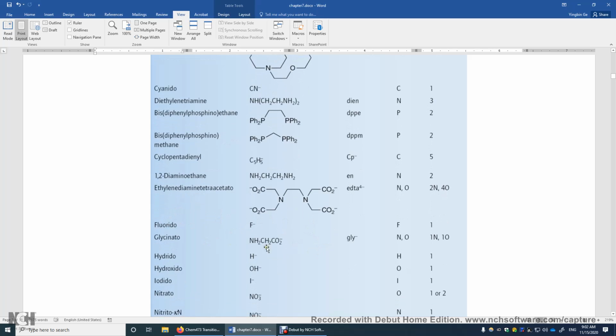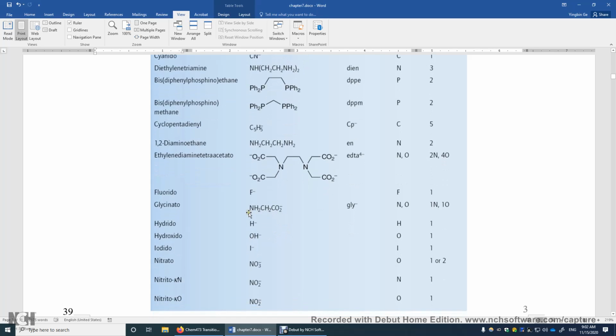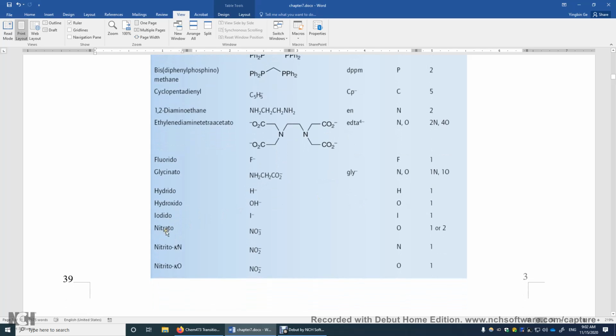Glycinato, that's easy. This is just the conjugate base of glycine. Both the nitrogen and one of the 2 oxygen can form 2 points of attachment to the transition metal. Hydrido and hydroxido, they are easy. Nitrato. This is just a nitrate in general chemistry. And again, because the 3 oxygen atoms are far away from each other, it's possible to have only 1 or 2 oxygen atoms bonded to the transition metal.